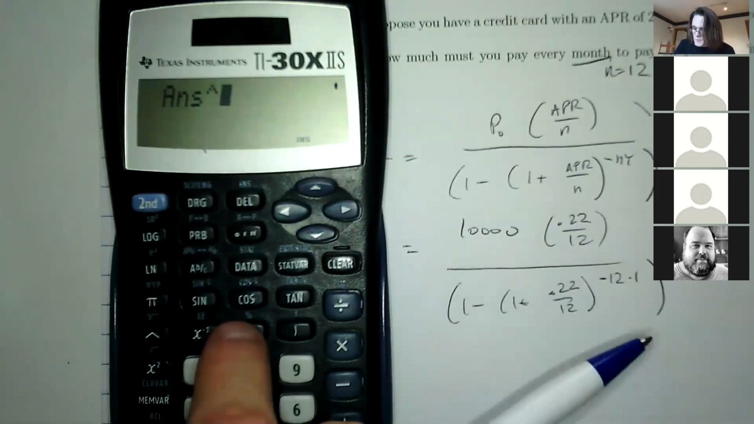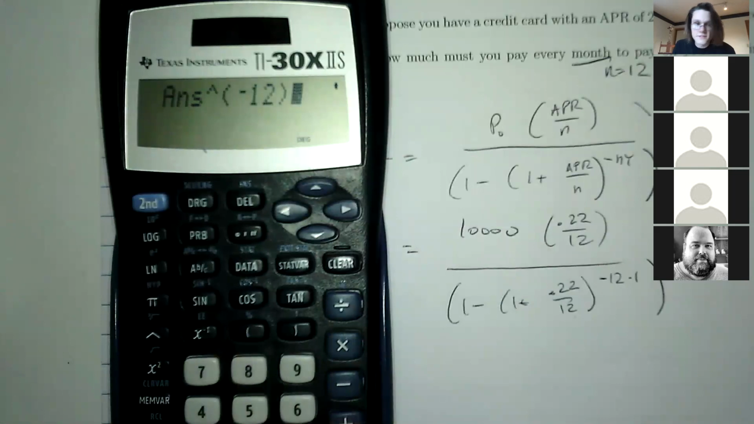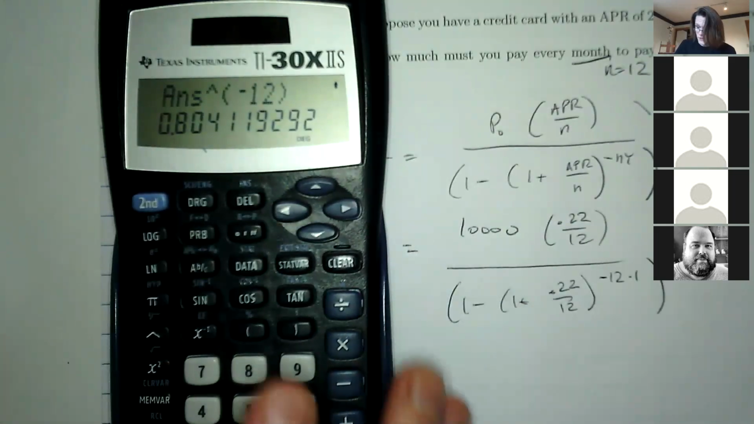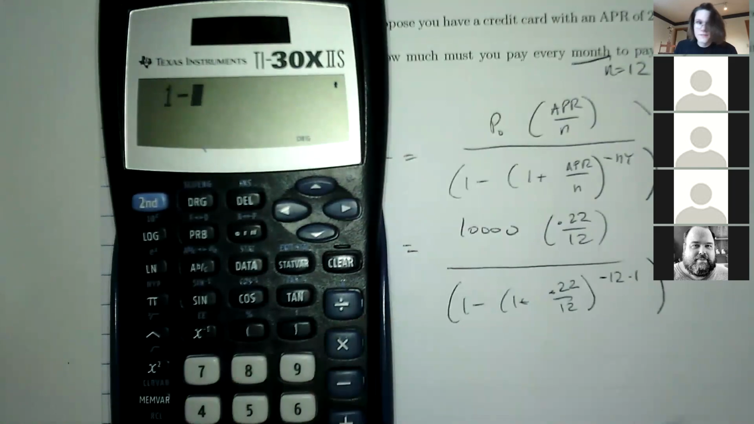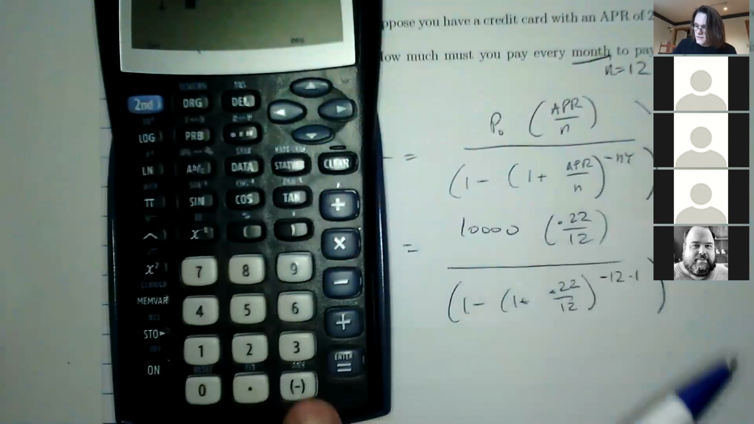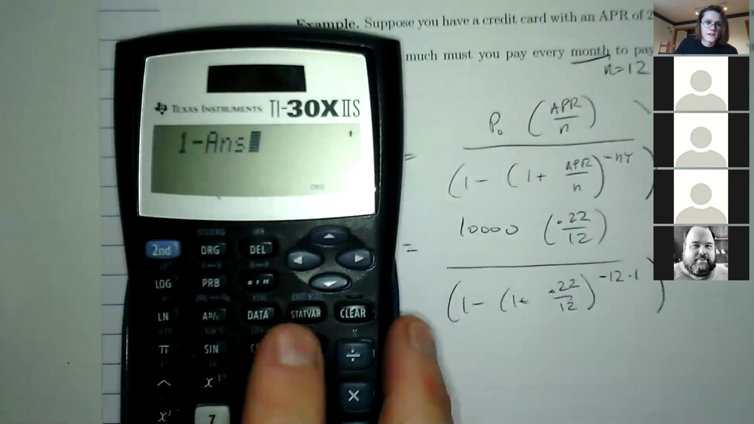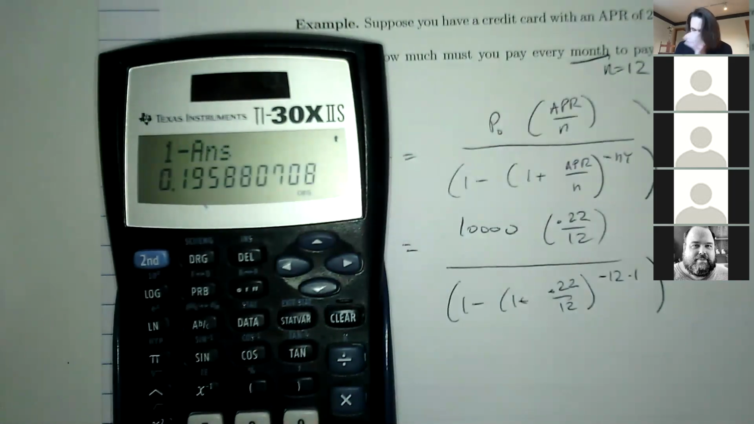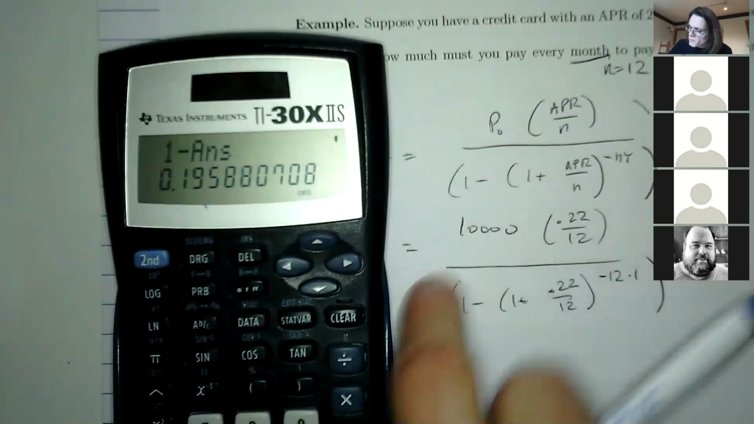And then I still like to put parentheses. I don't know how sometimes these calculators work. So to the minus 12 gets that. And then 1 minus that number. So again, I'm going to do 1 minus, and then I'll do second, and then negative sign to get that. And then bam, it's 0.195 stuff. And that's the whole bottom now.